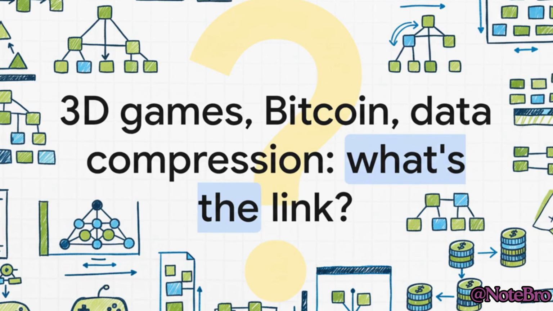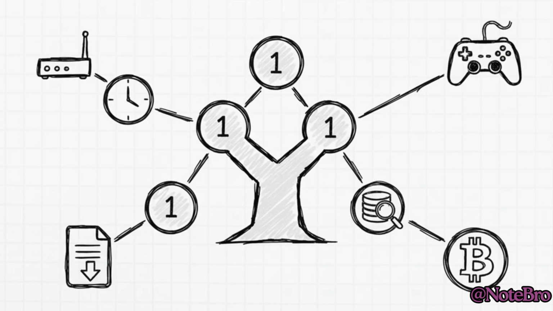Okay, so think about this for a second. 3D video games, Bitcoin, data compression. On the surface, these things look totally different, right? One's for fun, one's a new kind of money, and the other is all about making files smaller. But believe it or not, there's a single, surprisingly simple idea that links them all together. And that idea is the binary tree.